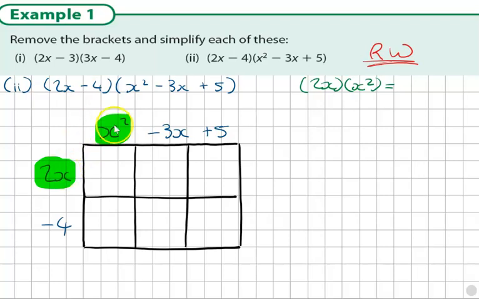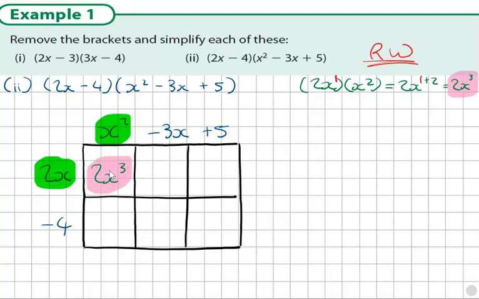Starting off with 2x multiplied by x squared, I'm going to do this in my rough work. So 2x is really to the power of 1. And when we're multiplying powers with the same base, we add the powers. So 1 plus 2 makes 3. So we get 2x cubed, and that goes into that box there, 2x cubed.